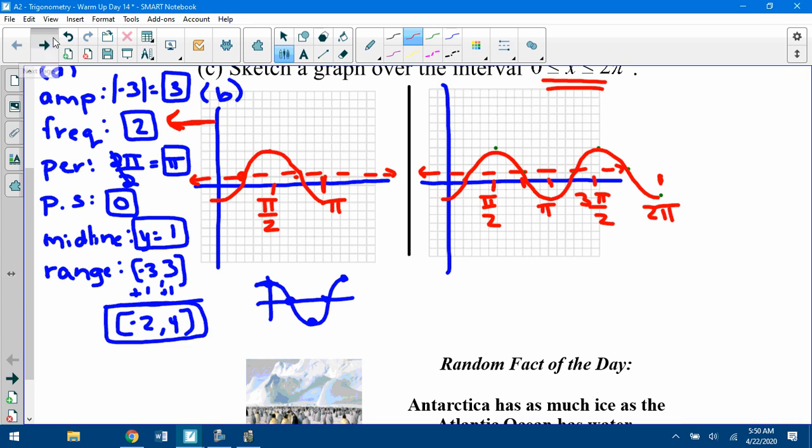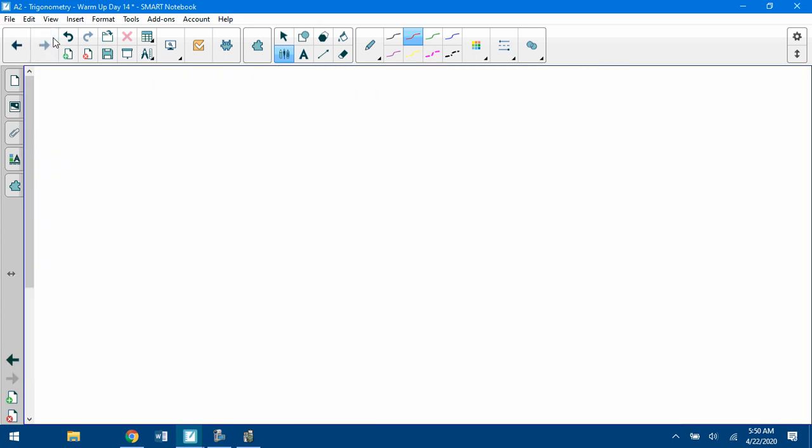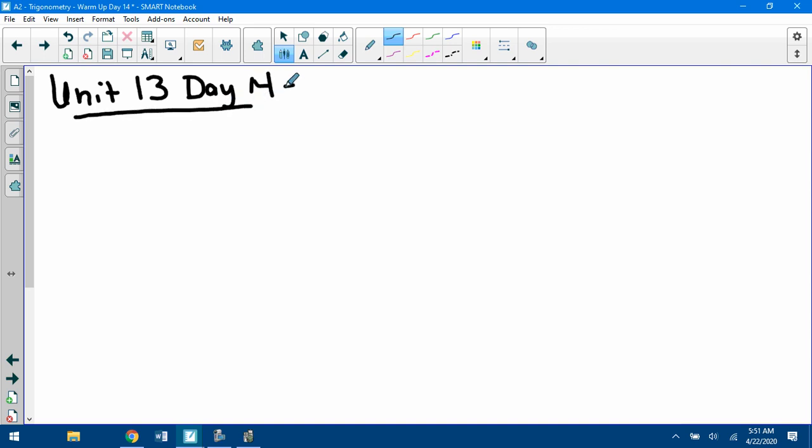Okay. For the last day of new stuff in the trig unit, you have to use your own paper for notes. I think this is actually the last day of the year where I don't have a note sheet. So that's exciting. Okay, so we've been talking a lot about graphs of sine and cosine. You can label this unit 13, day 14. Long unit. Today we're going to talk about the graph of y equals tangent of x.